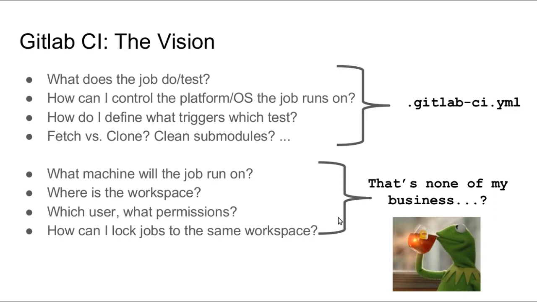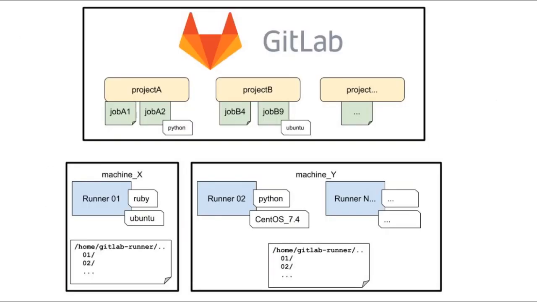But there are other questions that Gitlab CI sort of replies to with, well, you want to know what machine your job's running on, or where the workspace is, or the user, the permissions. Gitlab kind of takes a this-is-none-of-your-business approach, and they do this purposefully, and we're going to talk about the pros and cons of that at the end of this.